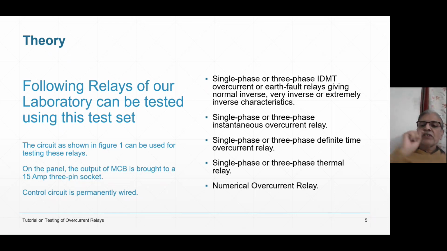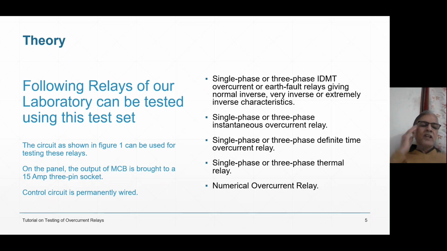Single phase or three phase instantaneous overcurrent relay also you can check. Single phase or three phase definite time overcurrent relay. Definite time means if the current exceeds 1 ampere, time of operation is 2 seconds if you have set it at 2 seconds. 2 ampere, 2 seconds. 3 ampere, 2 seconds. 4 ampere, 2 seconds.